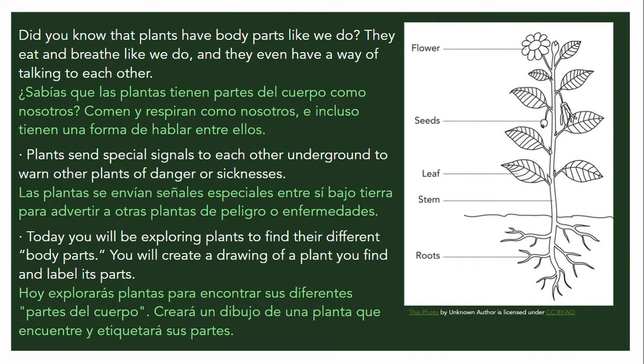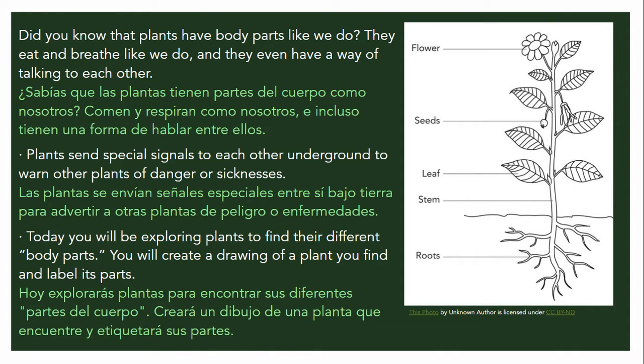Did you know that plants have body parts like we do? They can eat and breathe like we do too, but maybe a little differently. And they even have a way of talking to each other. Plants send special signals to each other underground to warn other plants of danger or sickness. They use their roots to help send the signal.